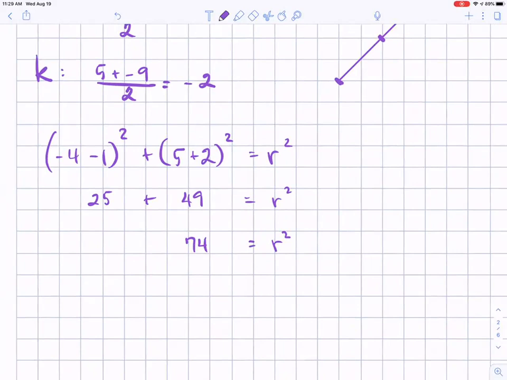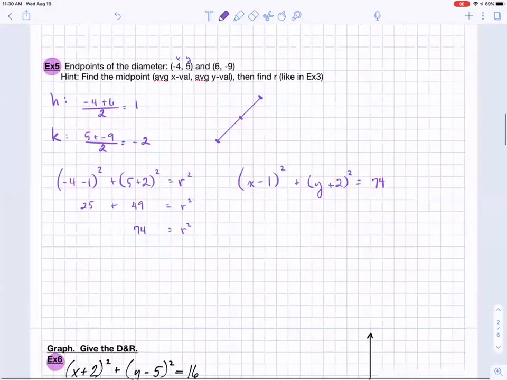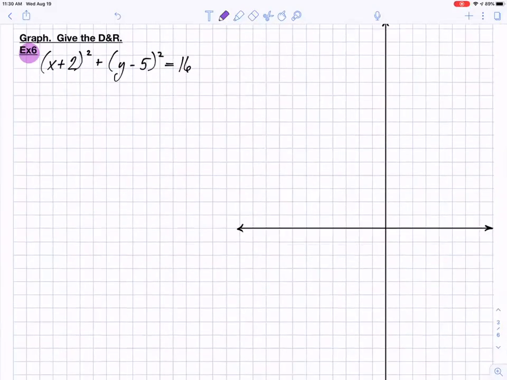Okay, so am I done? No, what were the directions? Standard equation. Okay. So then let's go back. We've got x minus 1 quantity squared. That was my h. Plus y minus -2 quantity squared is equal to 74. My r squared. I don't even need to know what r is. Square root of 74 sounds gross. Is that what you guys came up with? Okay. All right. Let's go on to graphing.